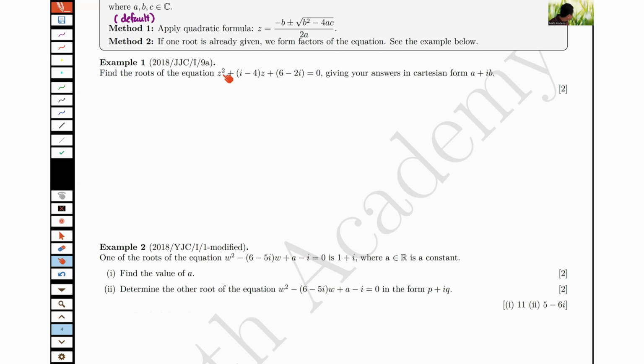I see a quadratic equation. They want me to solve for the complex numbers. Let's write out Z using your quadratic formula. So we start with negative b plus minus square root b squared minus 4ac over your 2a.